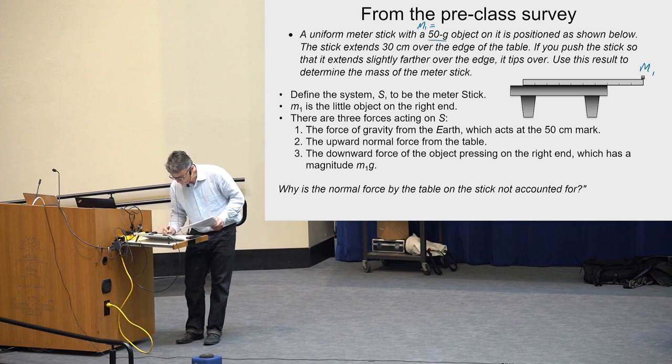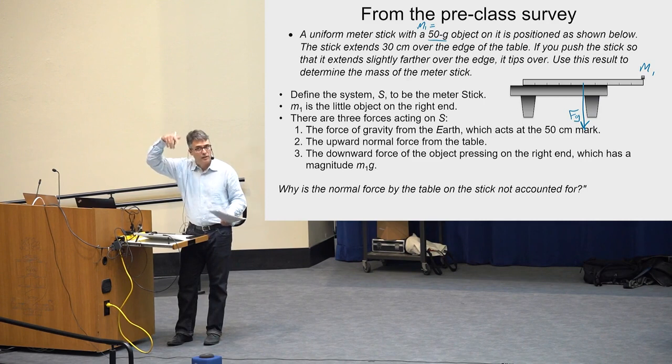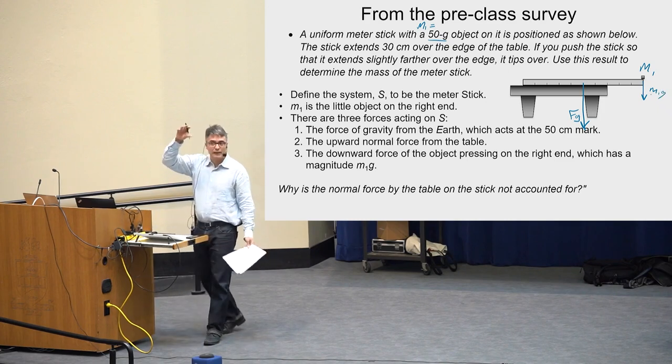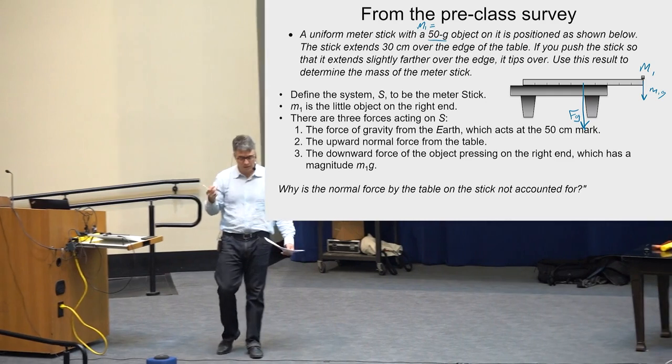If you define the system to be the stick, there's three forces acting on it. There's going to be the force of gravity of the Earth acting down, like Fg, and if it's a uniform meter stick, it'll act at the 50 centimeter mark. Then there will be the upward normal force from the table, and then there will be the downward force of this object on this end. It's actually a normal force, but it'll be equal to m1 times g, because you've balanced the m1g, so it's got an upward normal force on it. So by Newton's third law, it'll push down on the meter stick with an equal and opposite force of m1 times g.